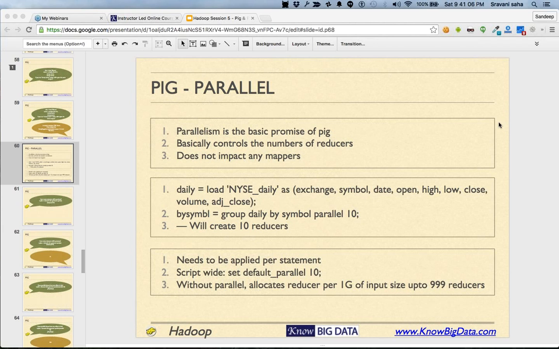Because Hadoop needs to be informed upfront about the number of reducers, it decides the number of reducers based on the input data.